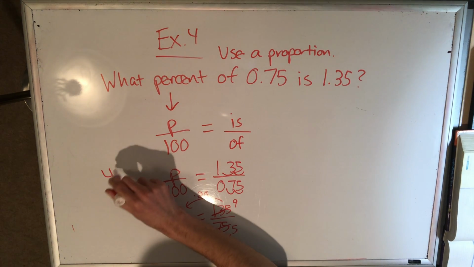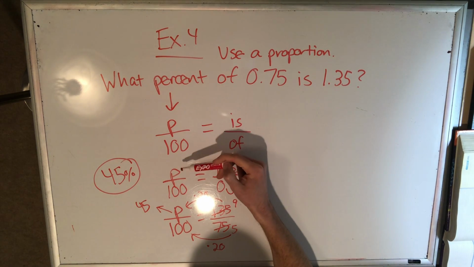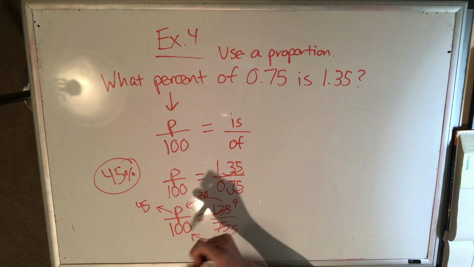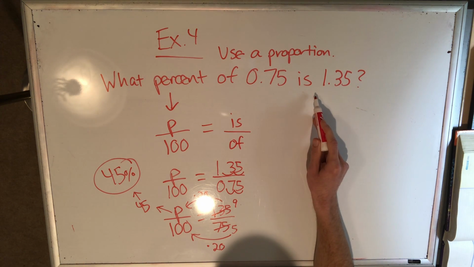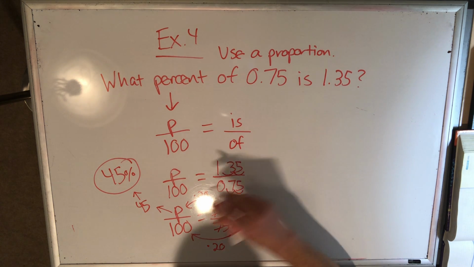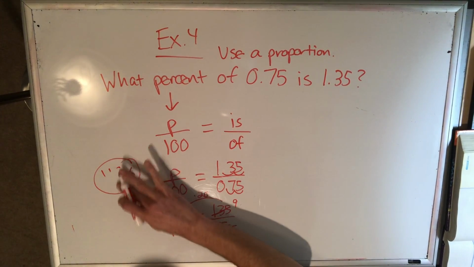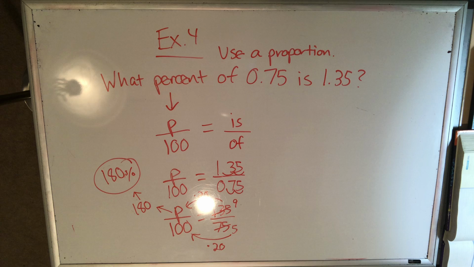So it's 45% for the answer, because I used P to stand for what percent. Also, if P is 45, then you get 45 over 100. Percent tells you how many hundredths you have, so 45 hundredths is 45%. So 45% of 0.75 is 1.35. Sorry, 9 times 20 is actually 180. So this is 180%. Sorry about that. So 180% of 0.75 is 1.35.